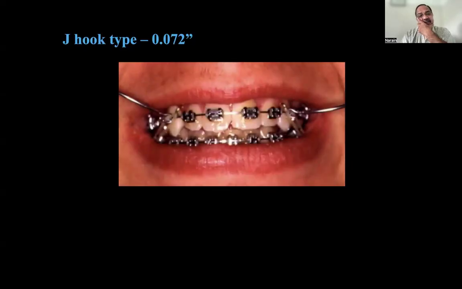Now you also have the J hook type of headgear where the hook is attached onto the arch wire, but it is not very popular these days. It is mainly used for intrusion of anteriors.